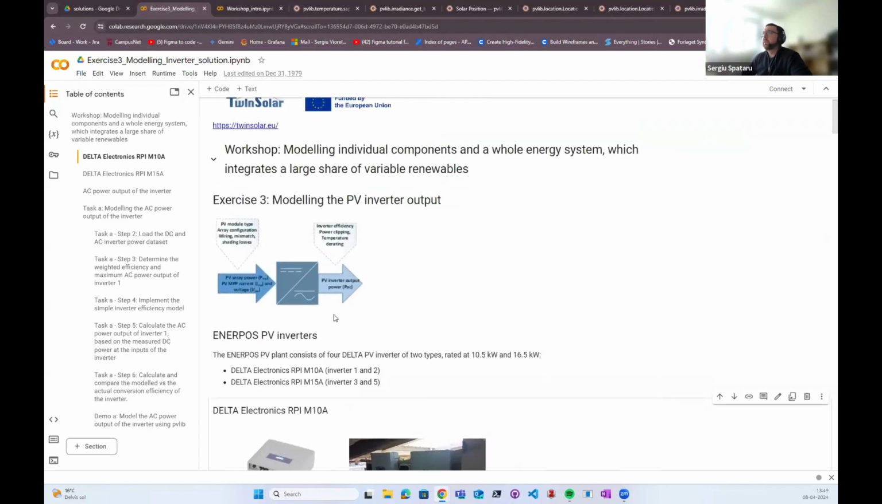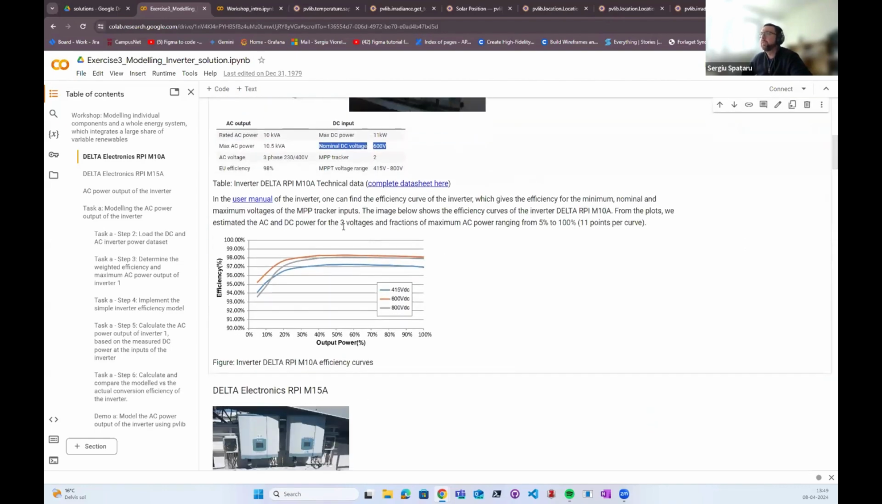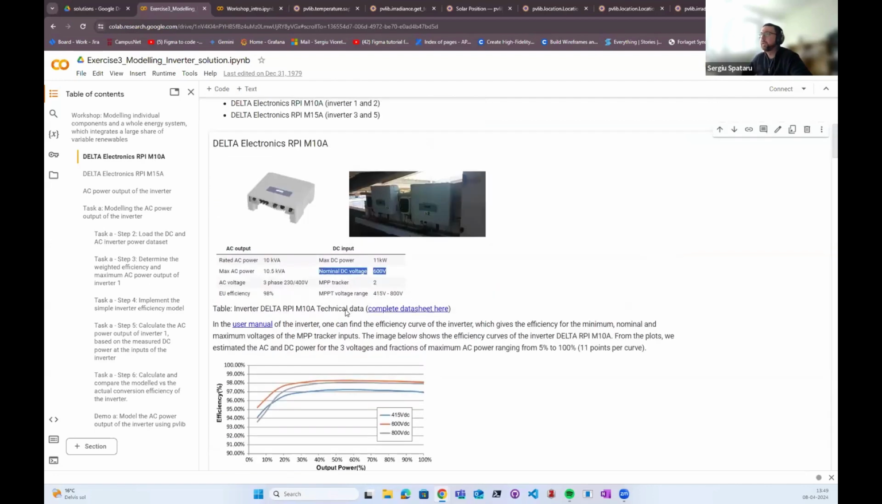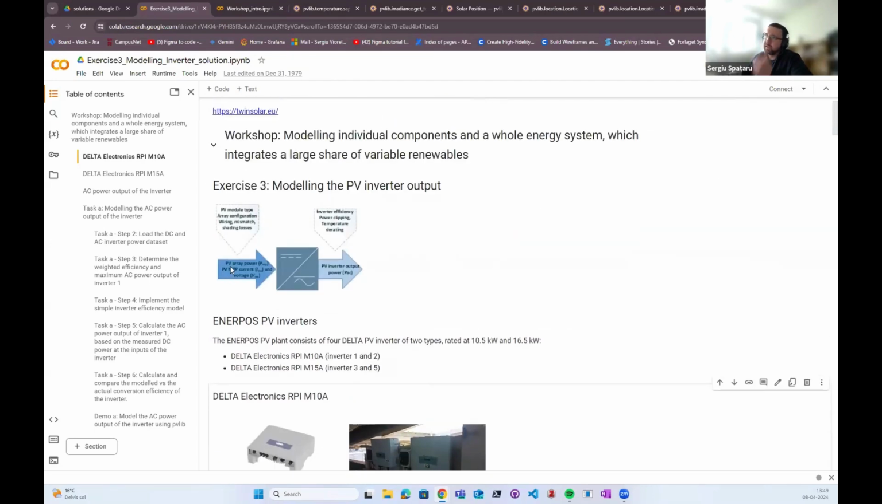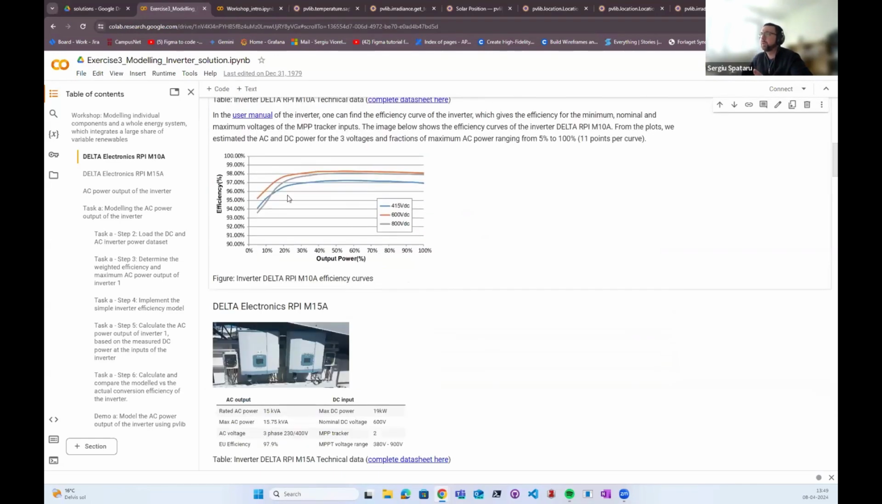So in order to model the output power of the inverter, we need to model this efficiency curve of the inverter. And then if you multiply the input with the efficiency, you get the output. So if we manage to model this, we have basically made a model of the inverter.